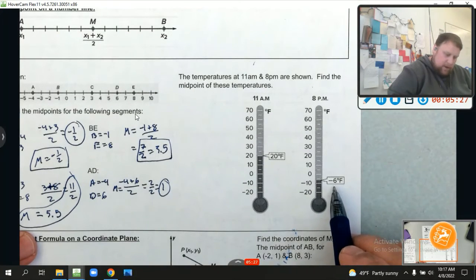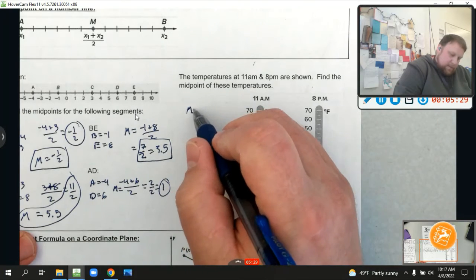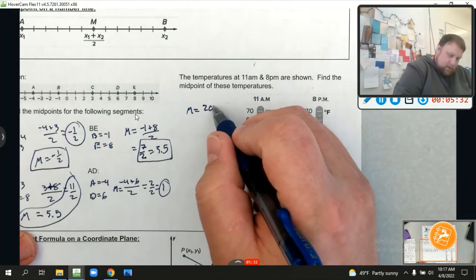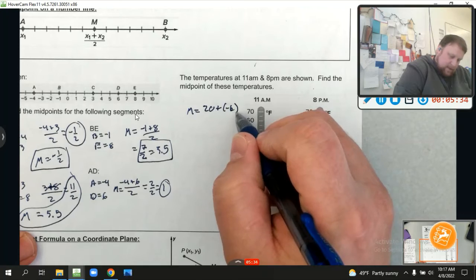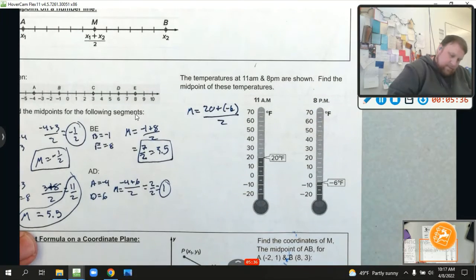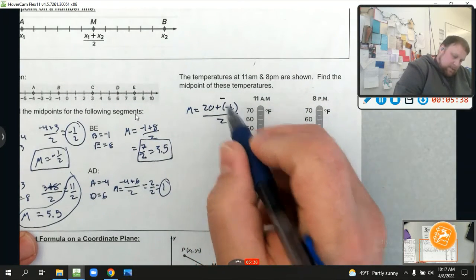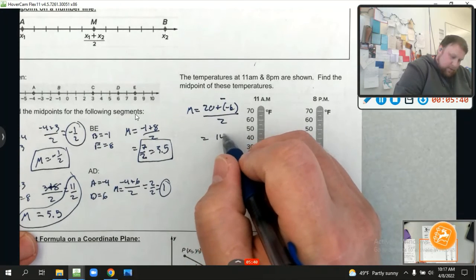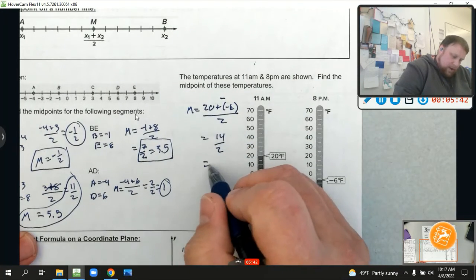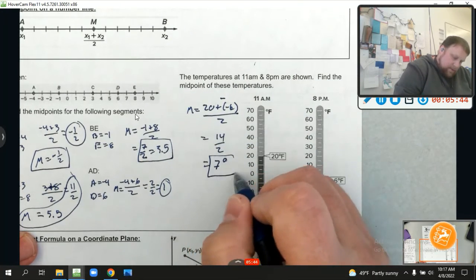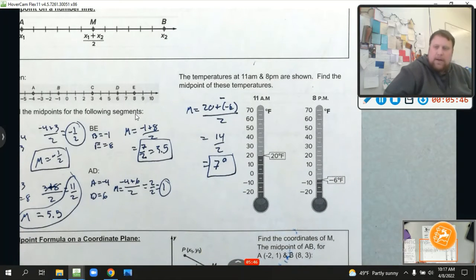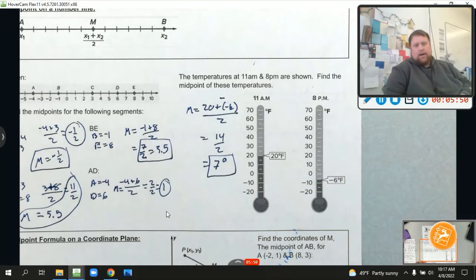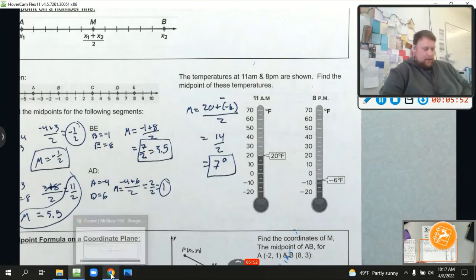So to find the midpoint, I'm going to say, all right, the midpoint is equal to 20 plus negative 6 all over 2, which equals 14 over 2, or that equals 7 degrees. So the midpoint of the temperatures is 7 degrees. Awesome. All right, we're going to take a look at the midpoint formula on a coordinate plane.